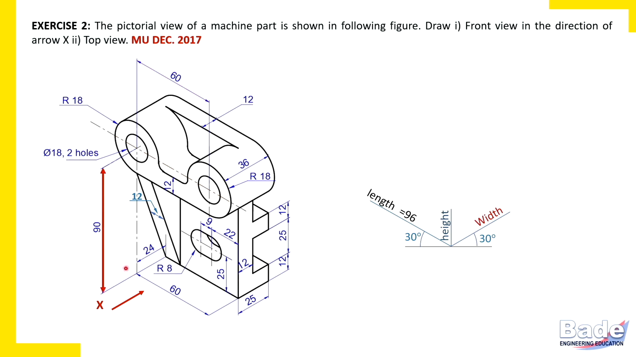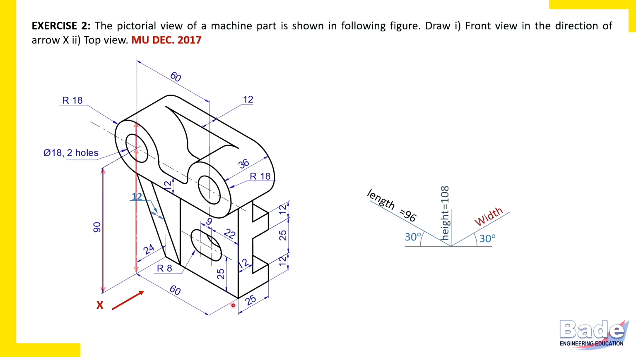So 90 millimeter vertical dimension is given, but it is from base, from bottom of the object, not up to top, but up to the center of the cylinder. And topmost edge is a curved edge, so we'll have to add its radius. So it's 90 plus 18, that is total height of the object is 108 millimeters. So this is how we have found out height of the object.